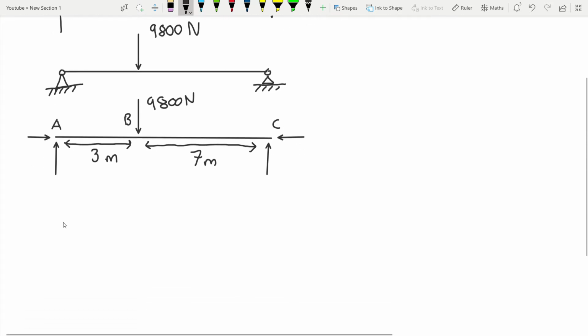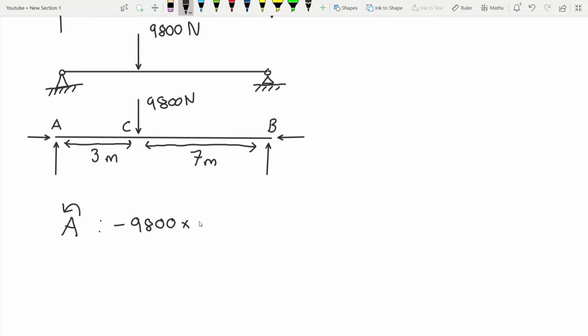Now we need to work out our reaction forces at A and C. Sorry, I've got these written wrong. This was point B, and this here, C. So we're going to do this by taking moments about A. That's anti-clockwise moments. So we've got minus 9,800 newtons times by 3 meters plus 10 meters times by this here, which is going to be our vertical force at B.